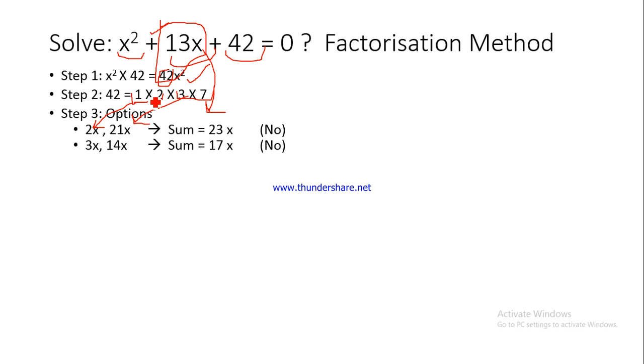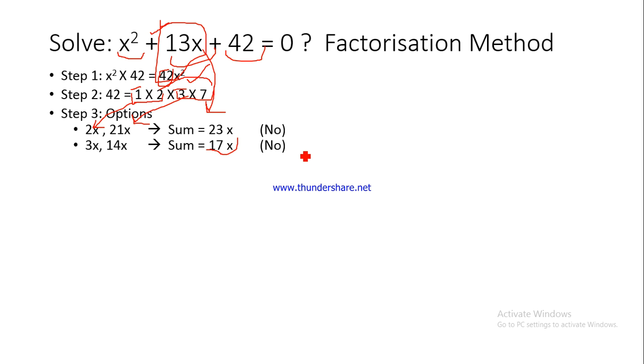So now this time I have taken up 1 and 3, and then 1 into 3 is 3, and then we have got 2 and 7, that becomes 14. But the sum is 17x. Again, I want a sum which is equal to 13x, though the product is perfectly fine. 14 into 3, 42x square. But since the sum is 17x, and the sum should have been 13x, because I have to split 13x.